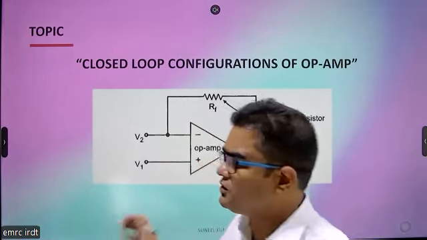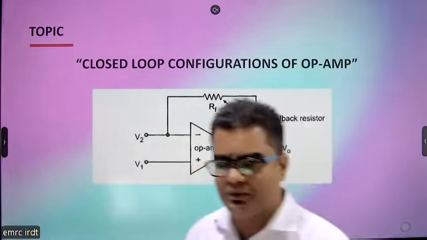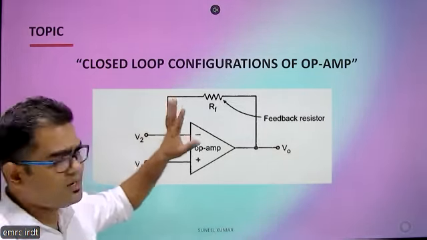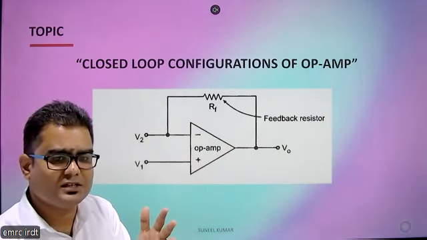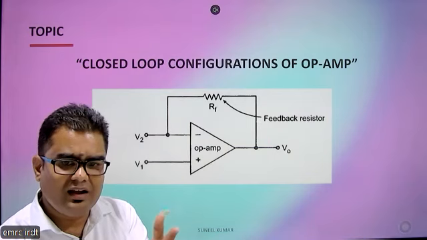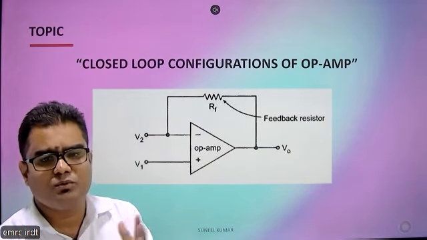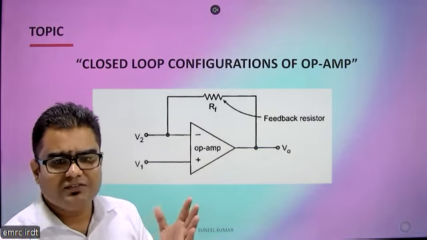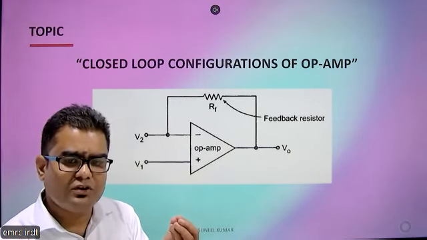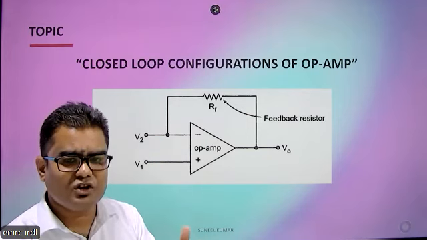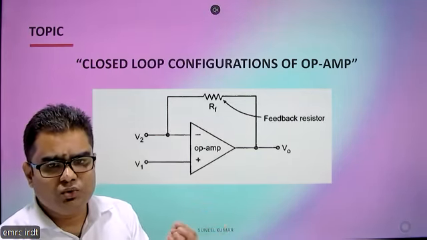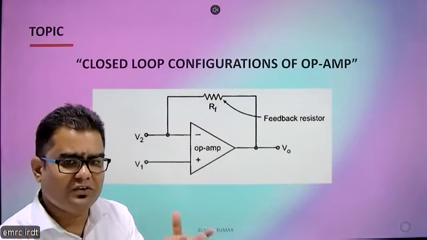Now we have this closed loop configuration. That is very important to understand, because operational amplifier in open loop configuration cannot be used for linear application. We cannot design adder, subtractor, integrator or differentiator by using open loop configuration. That we have seen in ideal voltage transfer curve, that as we increase the input voltage difference, the difference of input signals, the output is going to be saturated. So we need to have a feedback.